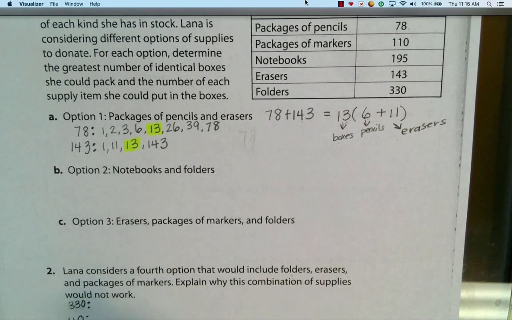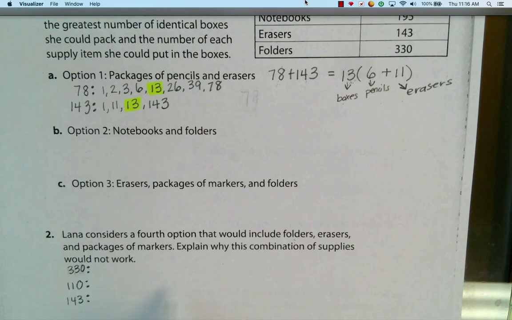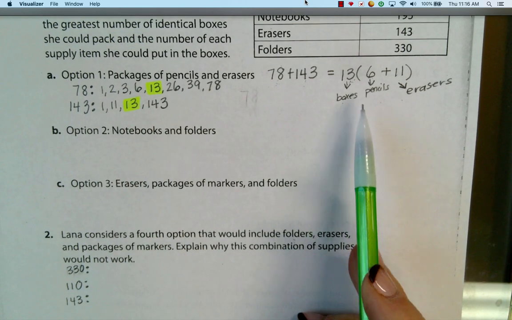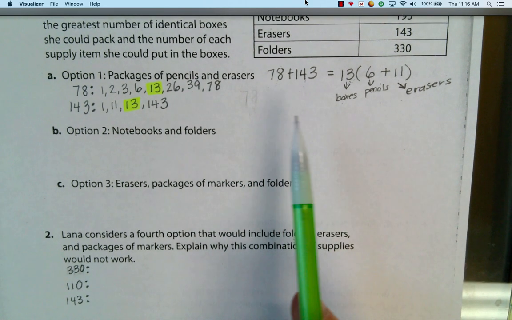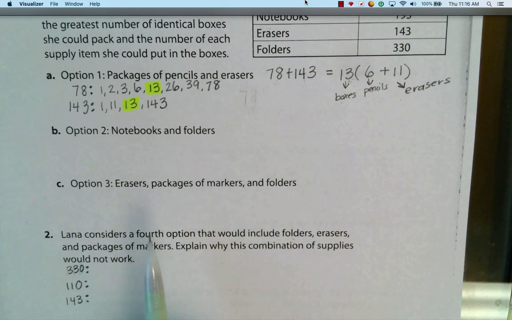So you're going to find, like up here, the factors, and put them in order. It's so much easier to put them in order. Highlight the greatest common factor, which tells you how many boxes, then divide by that greatest common factor to figure out how many of each supply. So you can do B, you can do C.